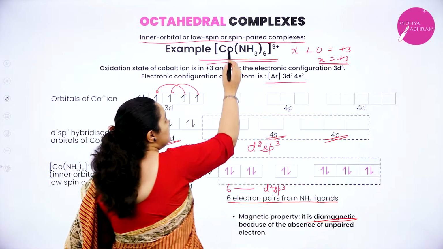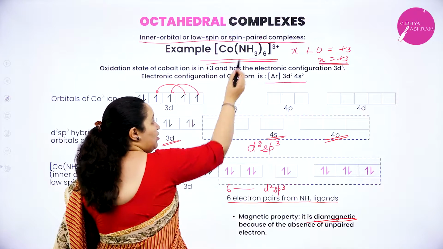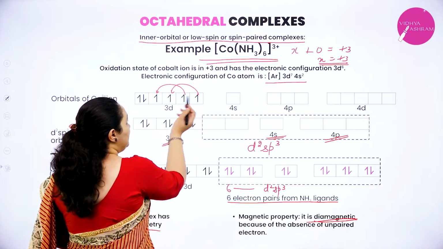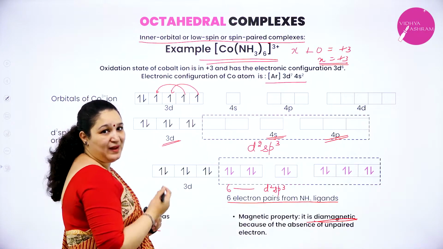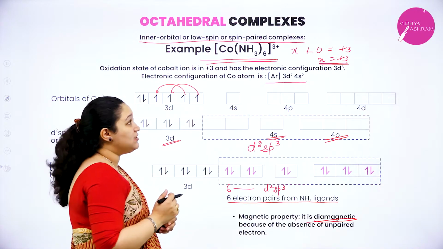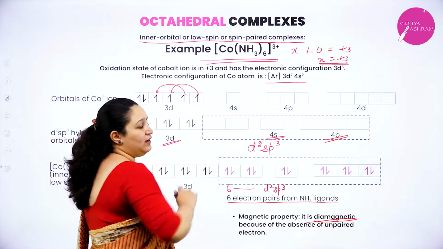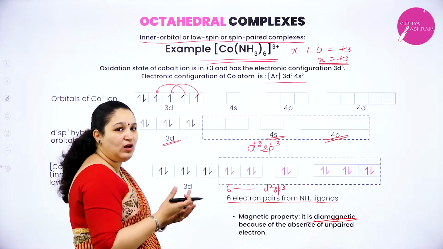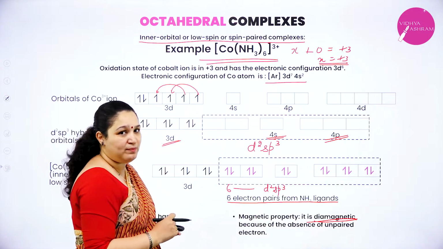Also spin paired complexes, because of the ligand, because it was a strong ligand, what happened? There was pairing which occurred against Hund's rule. That's why it is also called a spin paired complex. As pairing occurred, we also call it spin paired complexes.